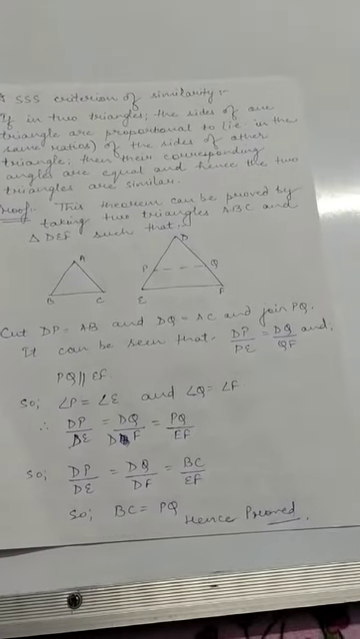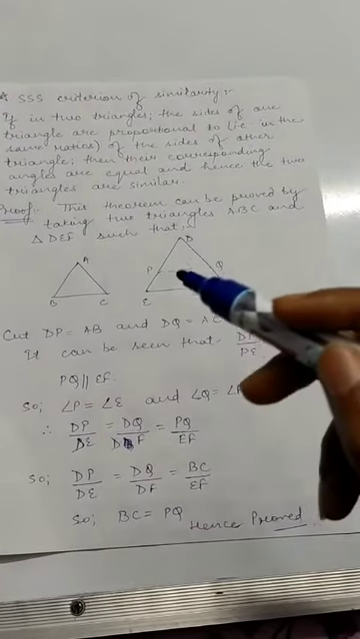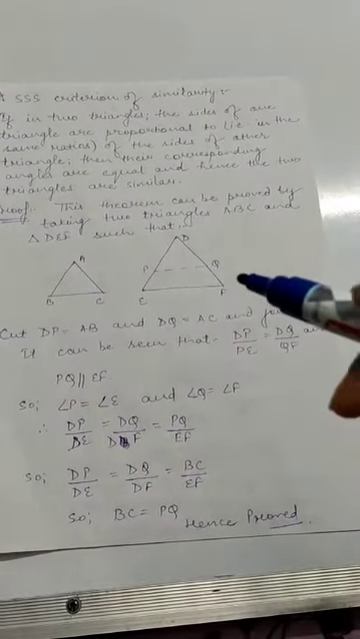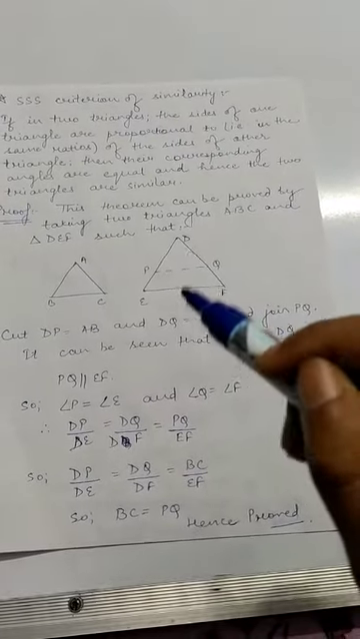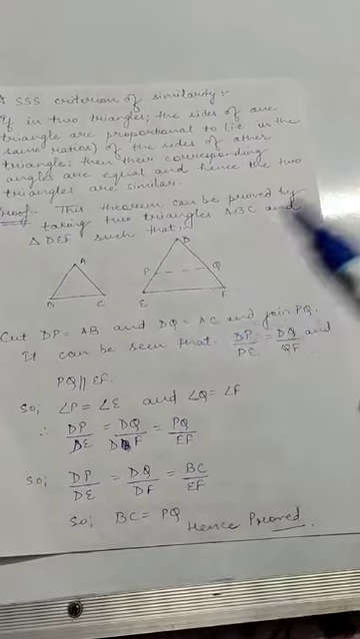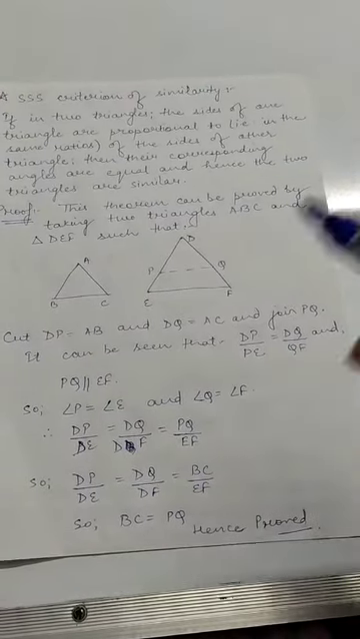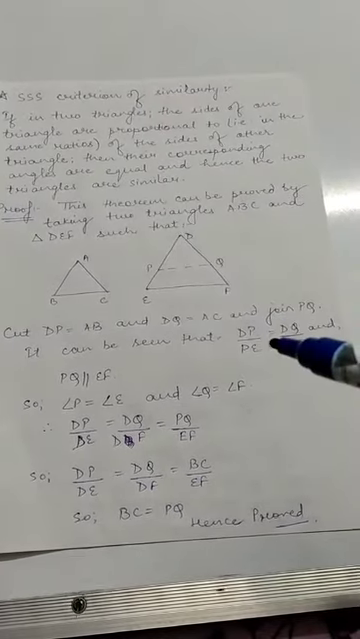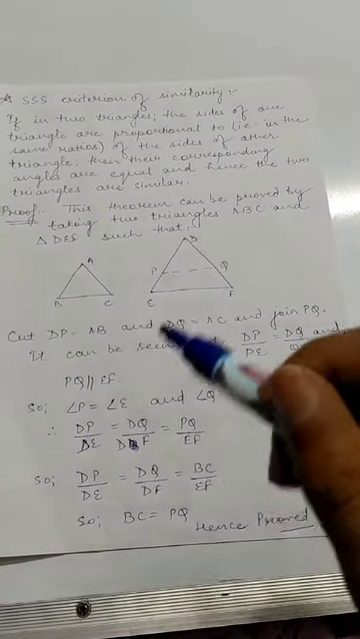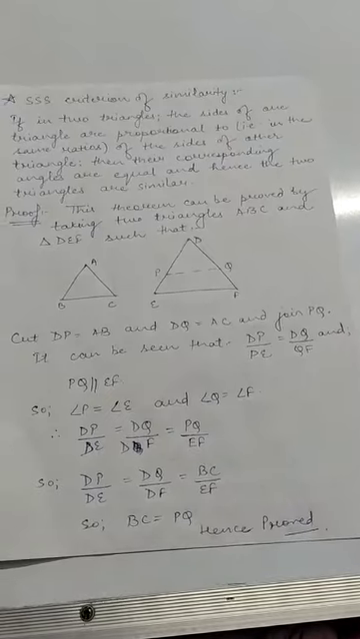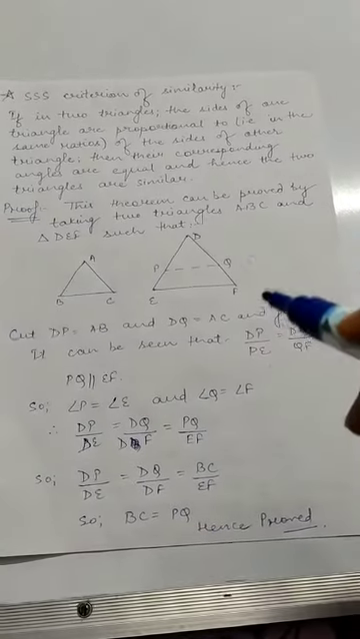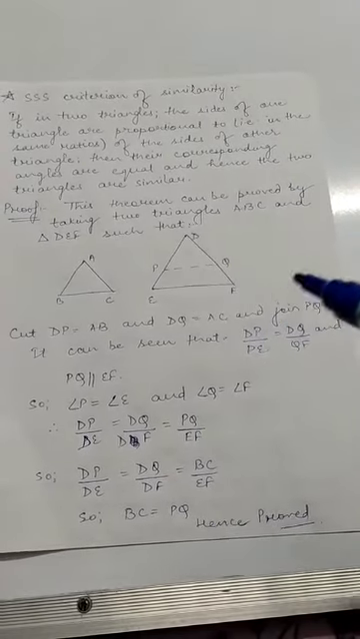It can be seen that DP upon PE equals DQ upon QF and the lines are parallel. So angle P equals angle E because they are corresponding angles, and angle Q equals angle F. Therefore DP upon DE equals DQ upon DF equals PQ upon EF.